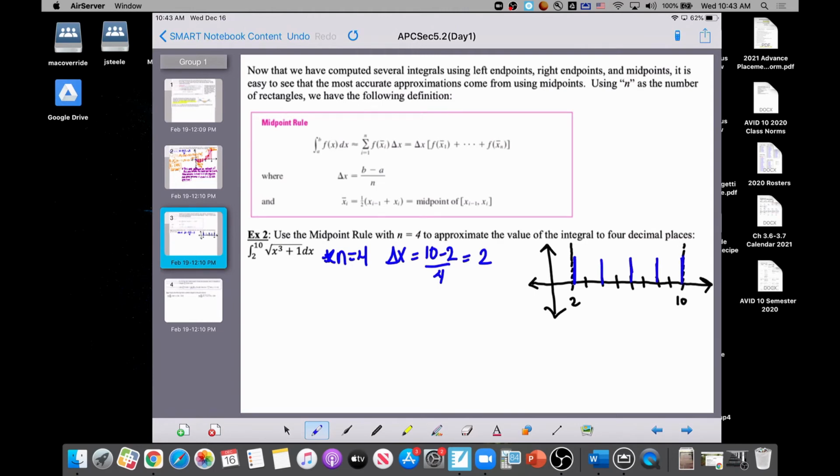Okay, so when we figure out where our heights should be for our midpoints, that tells us that they should be at x equals 3, at x equals 5, at x equals 7, and at x equals 9. Okay, that makes the heights of our rectangles at those locations.